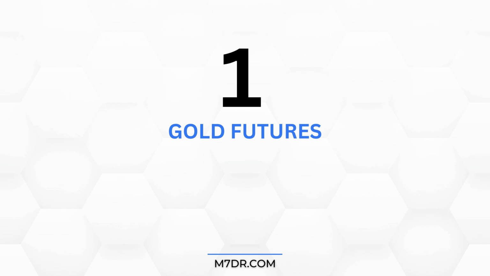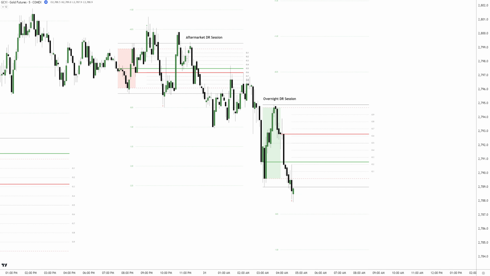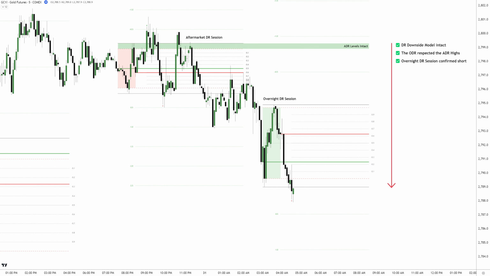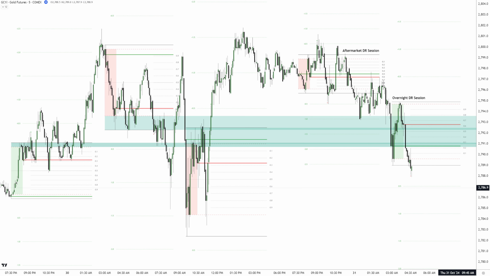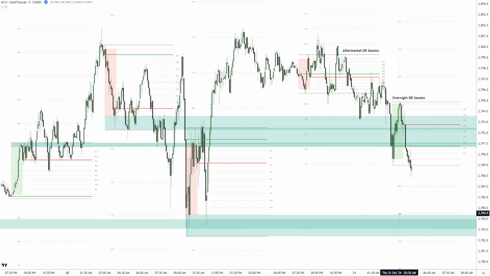And here's number 1. Gold futures, Thursday's overnight DR session trade. First things first, the relationship between the aftermarket and overnight DR session points to a DR downside model intact. With the short confirmation in the overnight DR session, we are looking to use these confluences to our advantage. This week's previous price action provides multiple previous DR session levels that not only align with the current defining range, but also serve as potential targets at the 1 and 1.5 standard deviation extension levels.